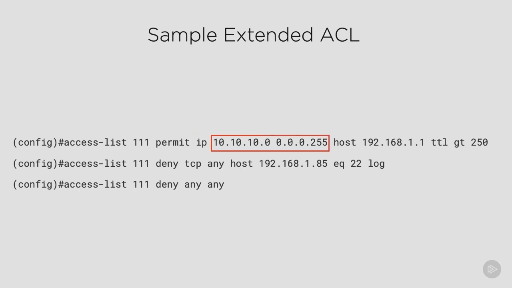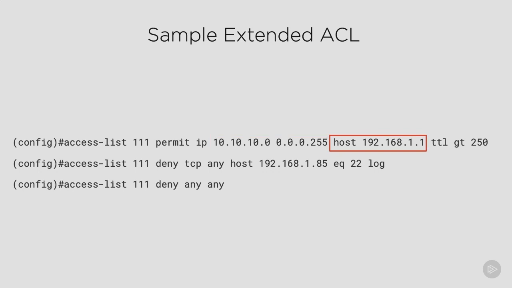After that is the source address information. And just like with standard ACLs, this can be defined with the IP address and wildcard mask, the keyword host followed by the IP address, or the keyword any. After the source address is the destination address. And finally, there are keywords that you can use to match against, such as the time to live or IP options.